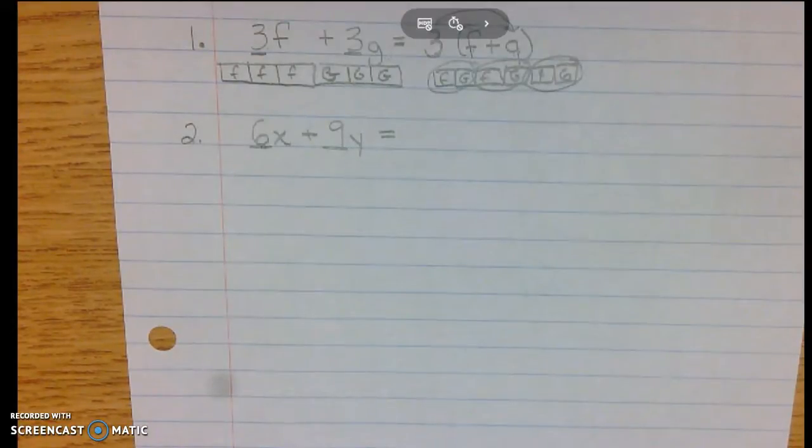Okay, so on your sheet of notebook paper, please write problem number 2, which is going to be 6x plus 9y. And we're going to practice factoring this out by finding the greatest common factor of 6 and 9. So I would like for you to pause, see if you can figure it out, and then check back in to see if you got it correct.